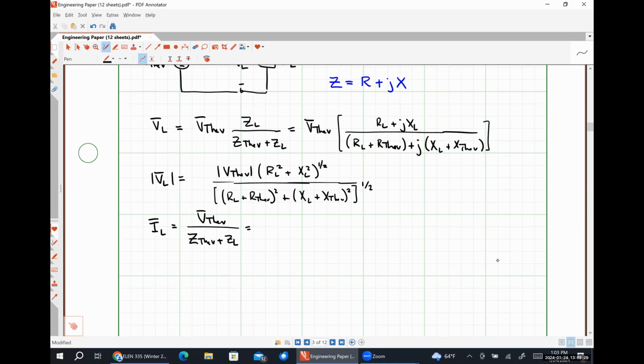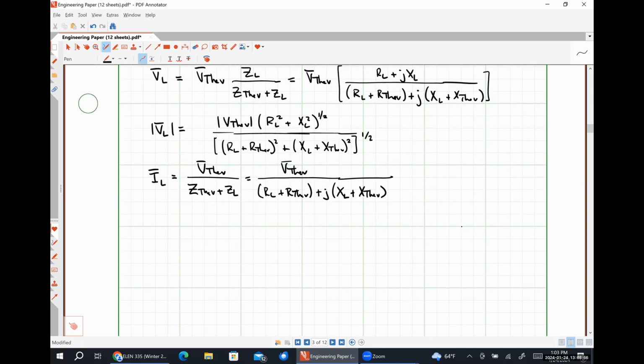So this is going to look like V-Thev phasor divided by that same denominator from before. RL plus R-Thev plus JXL plus X-Thev.